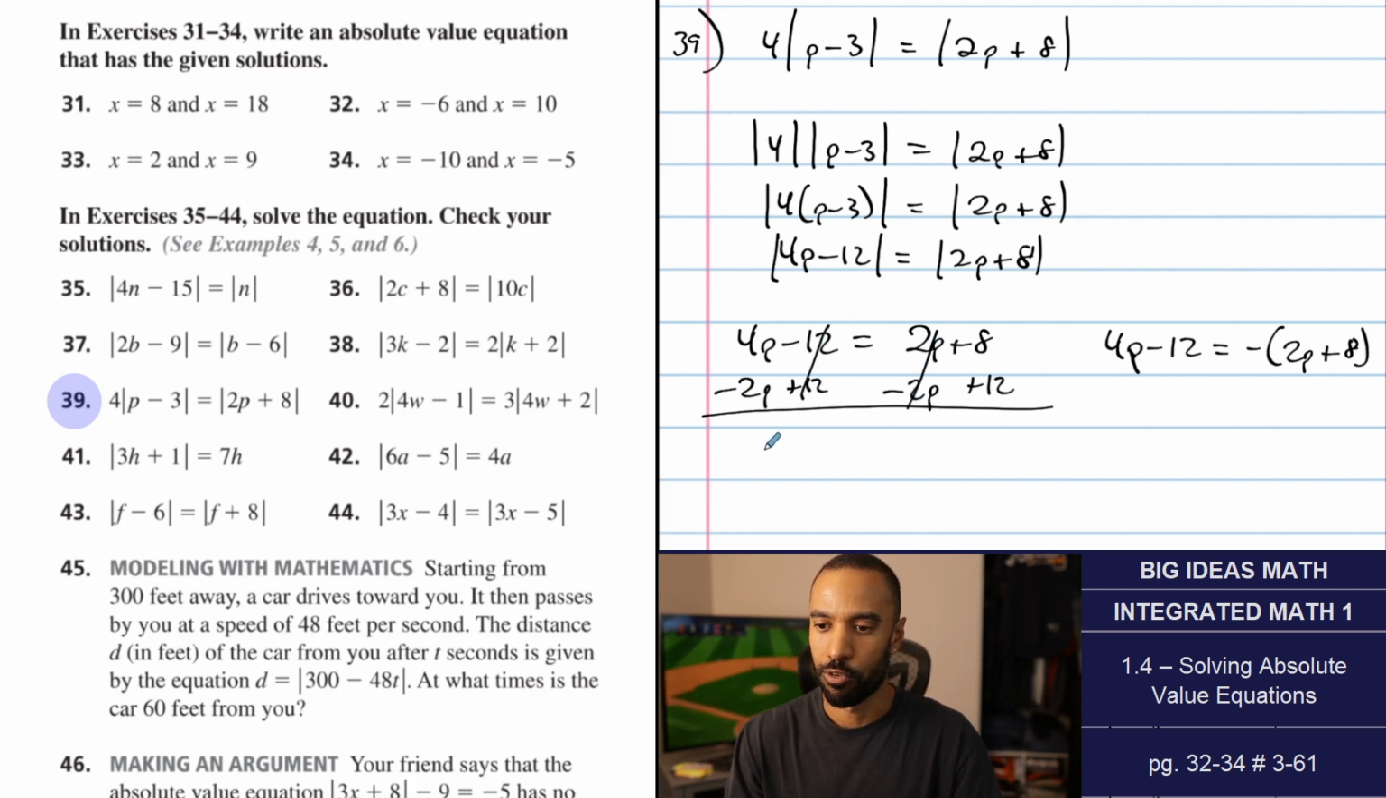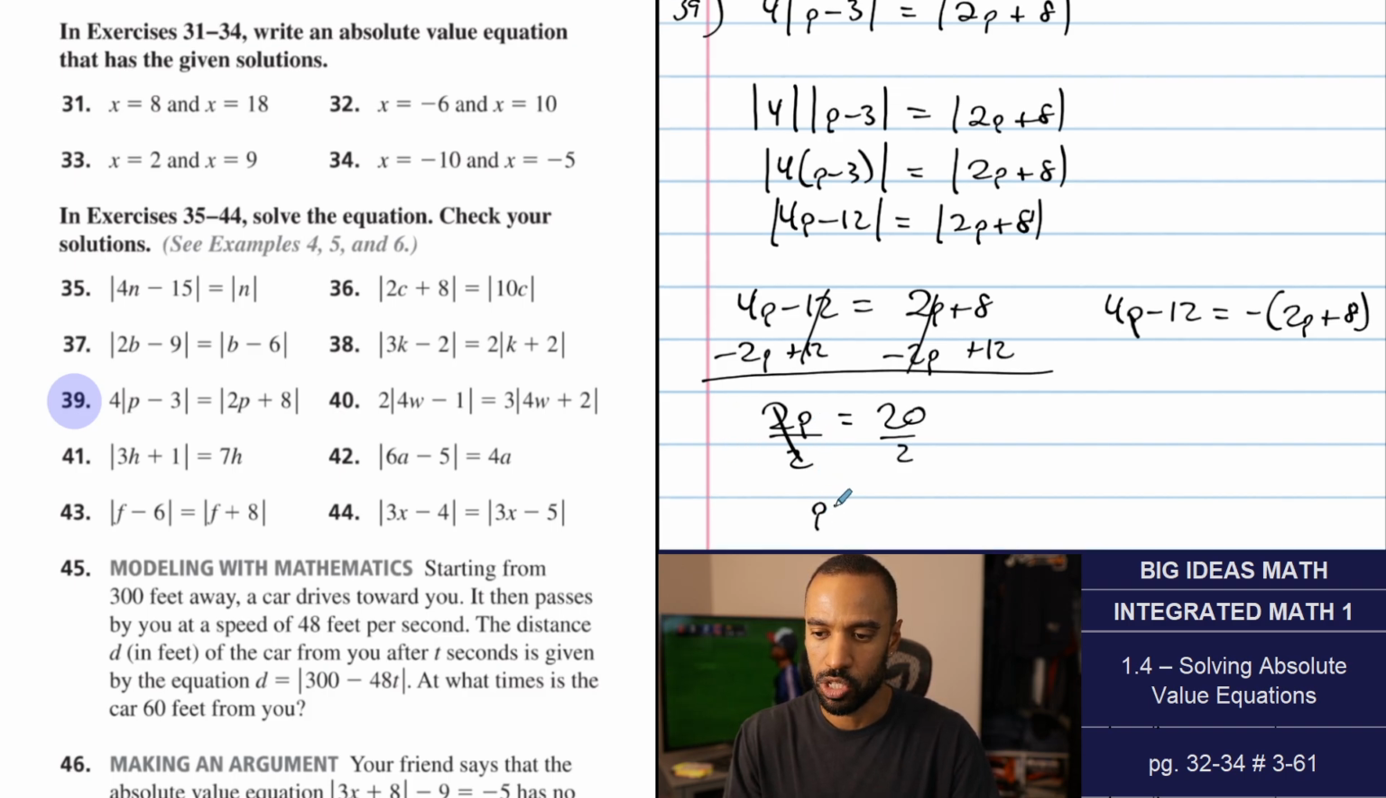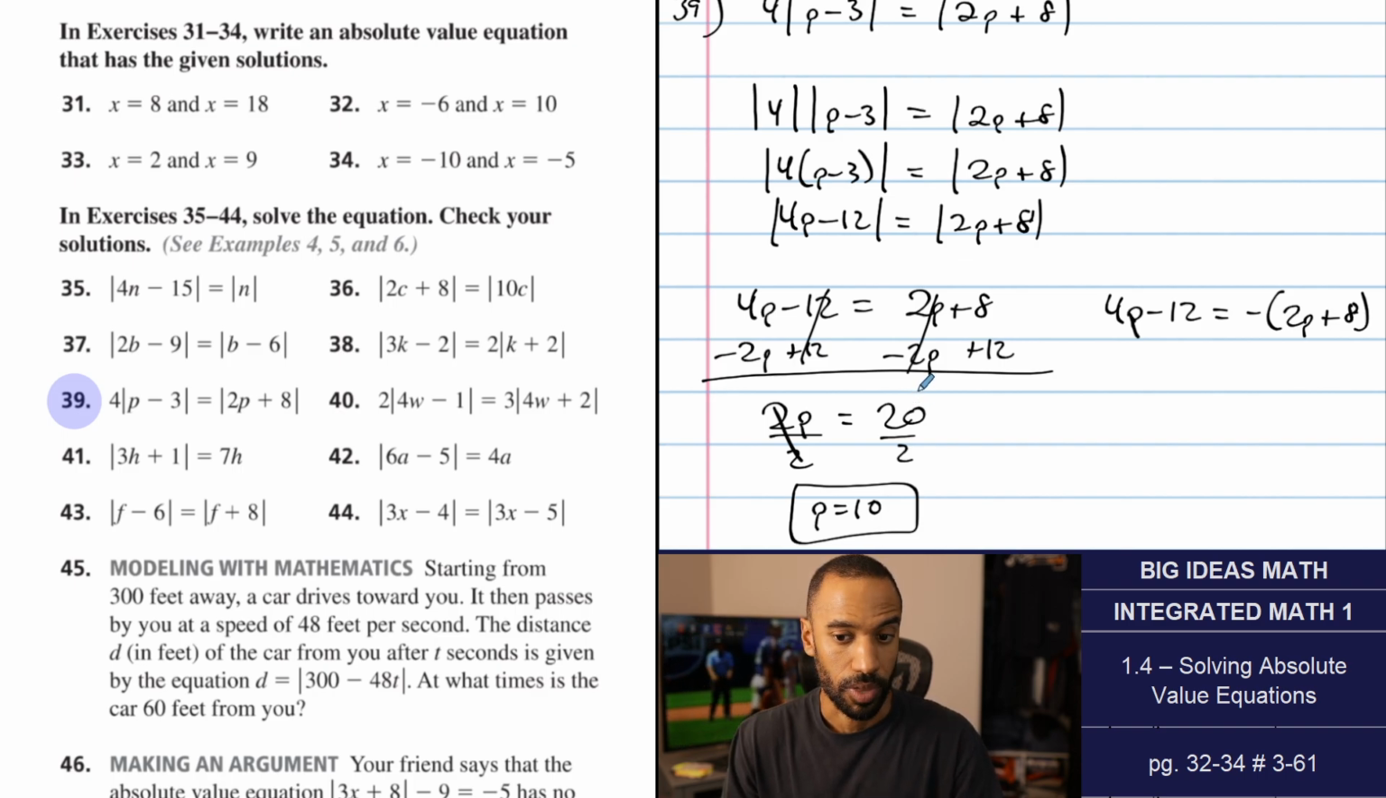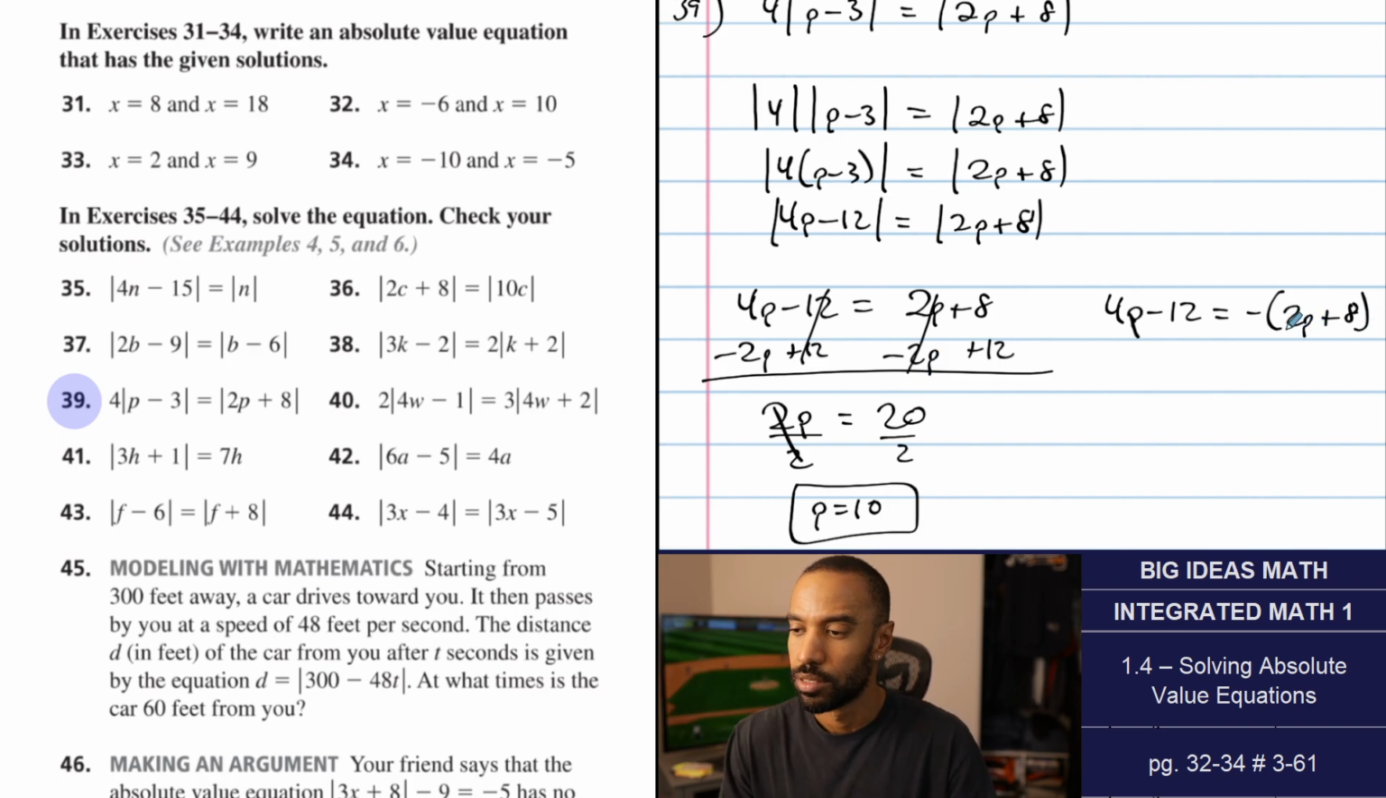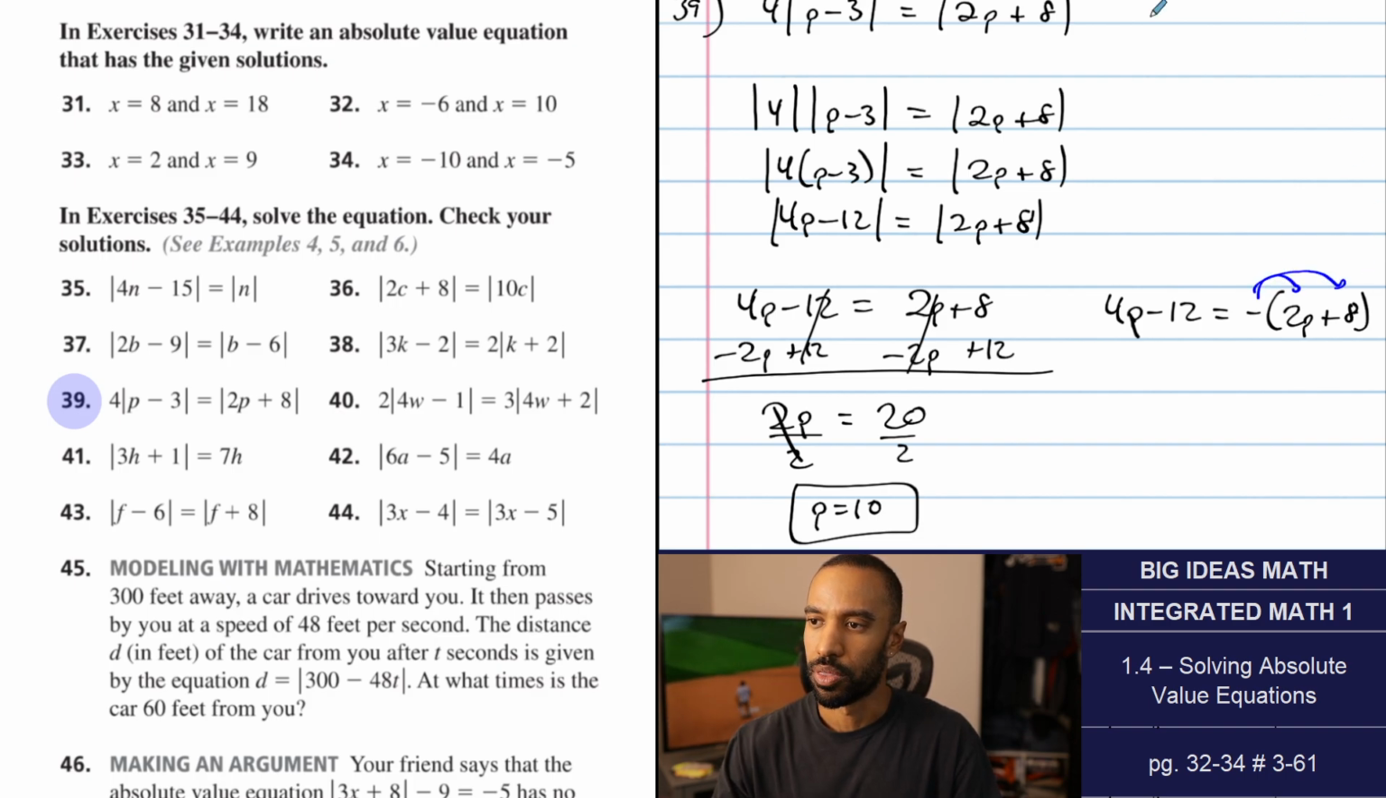And here we'll get 4p minus 2p is 2p, and 8 plus 12 is 20. Divide both sides by 2 as p is multiplying by 2, and you get p equals 10. Answer should be fine. Here I have to distribute the negative into both of these terms, and you'll get 4p minus 12 equals negative 2p minus 8.